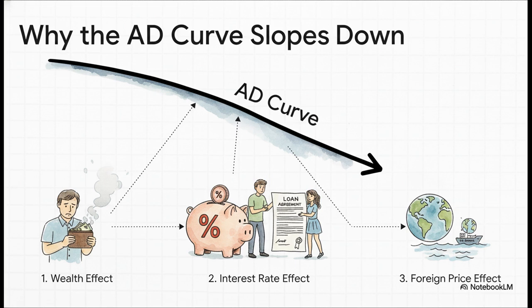Second is the interest rate effect. Higher prices mean people need to borrow more, which can push interest rates up, making it more expensive to get a loan for a new car or house. And finally, the foreign price effect. If our prices here go up, our goods suddenly look more expensive to people in other countries, so they buy less from us, and our exports drop.